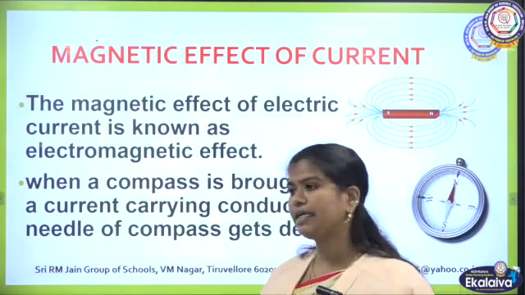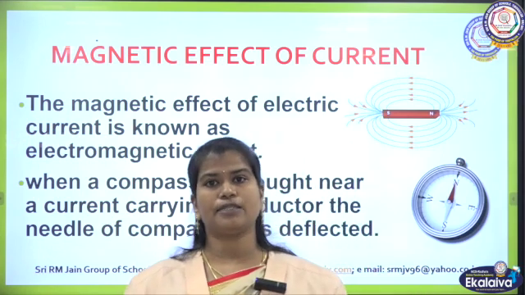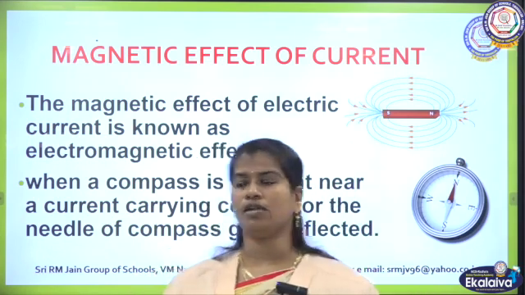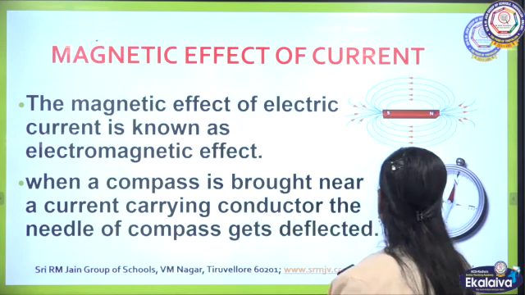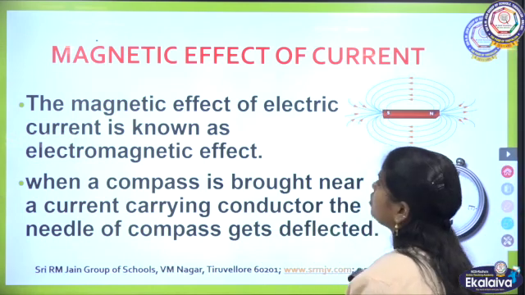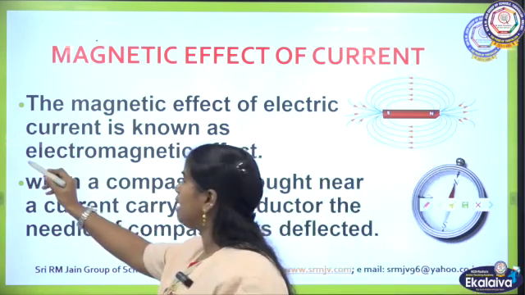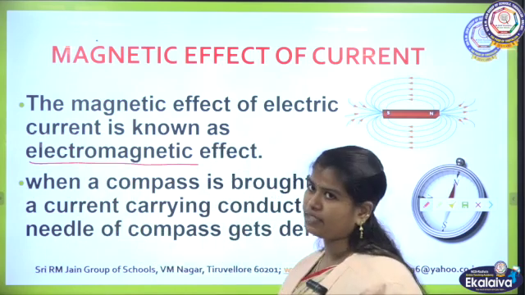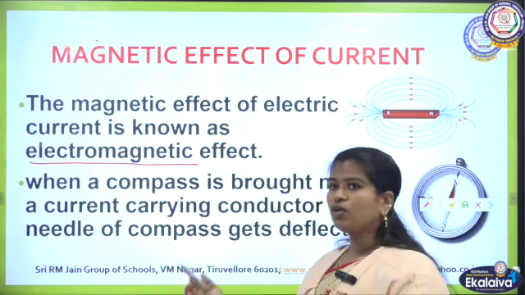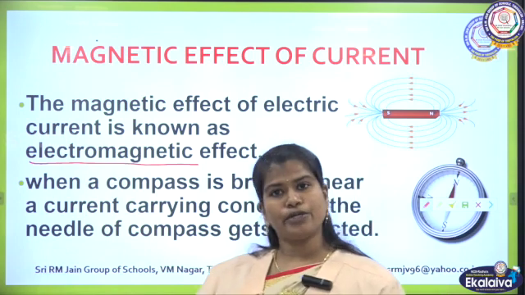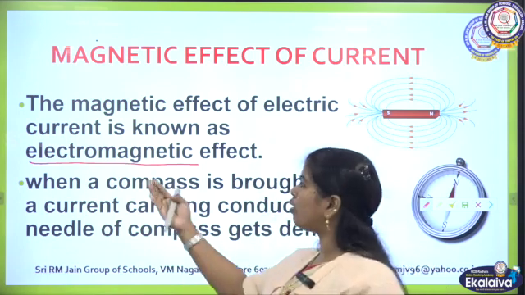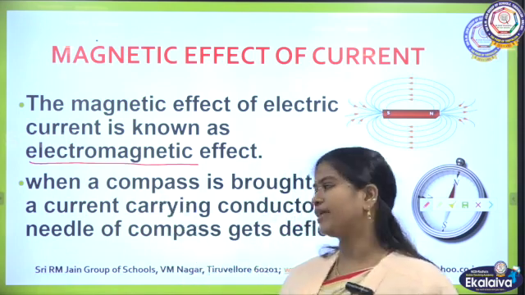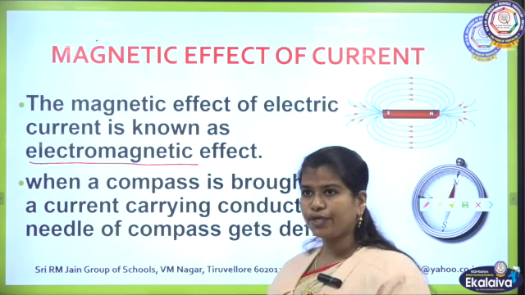So what is magnetic field? How is the magnet produced around the coil? The magnetic effect of electric current is also known as electromagnetic effect. Why? Because electricity produces magnet, so that is why it is called electromagnetic effect. And how is it produced?